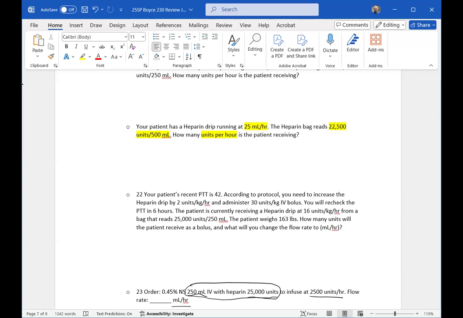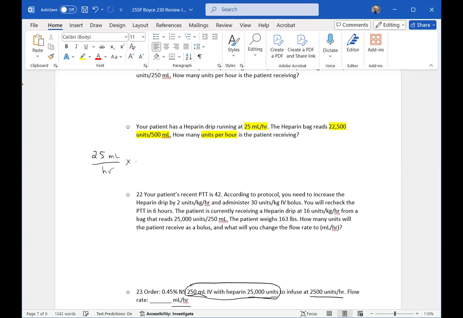So I'm going to follow the same strategy that I did previously, but I'm going to rearrange the things. So, like I said, my strategy is I'm going to start with my known or my order, right? Or my given, which is the 25 ml per hour.